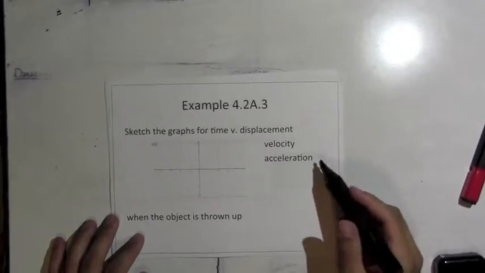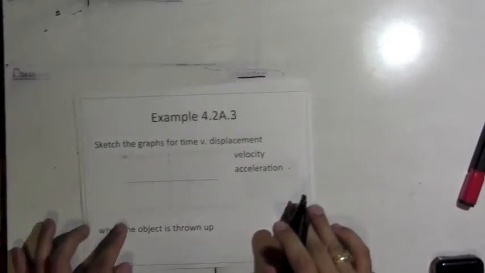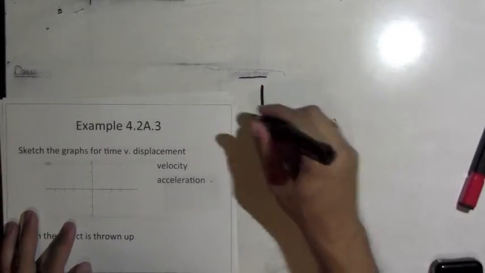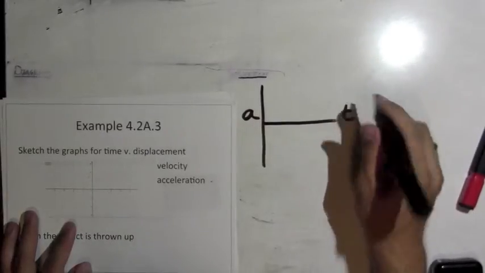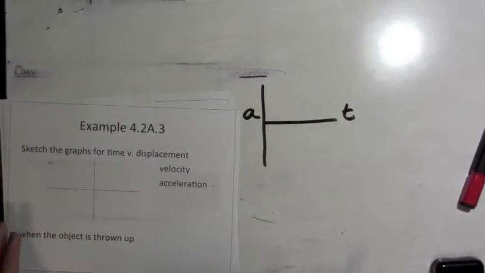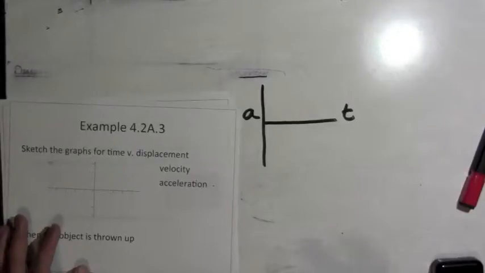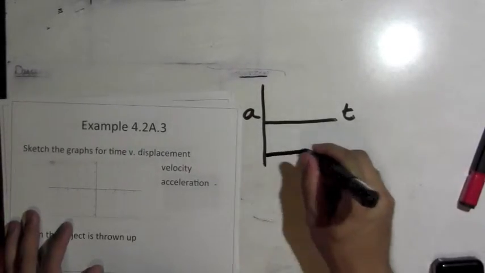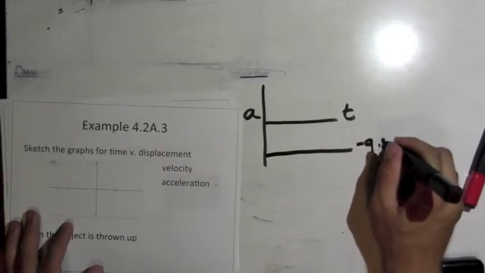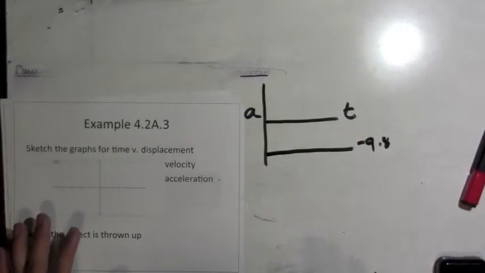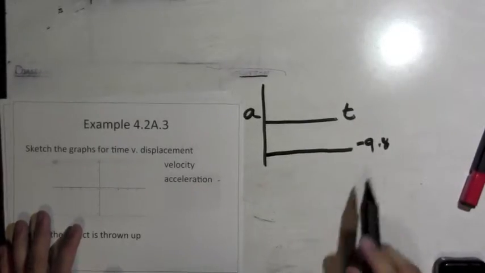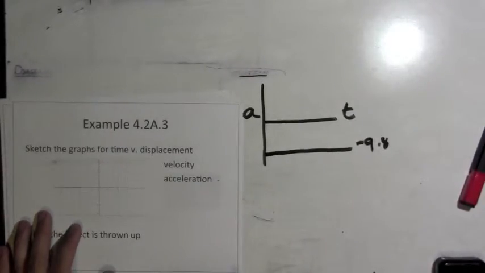So the first one that I want to start with is the bottom one. And the reason for that is this is the most common problem that people have on tests. If you have acceleration versus time, as soon as that bullet is fired, as soon as that object is thrown up, as soon as that rock is thrown up, it is under the influence of gravity, and acceleration is negative 9.8. Nothing else matters. It doesn't matter that it's going up. It doesn't matter that it's going down.